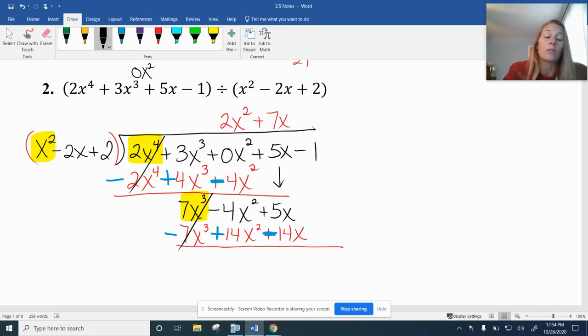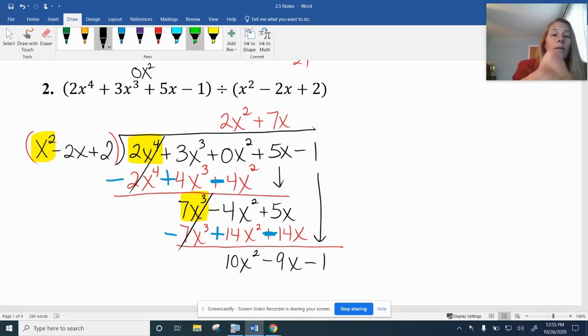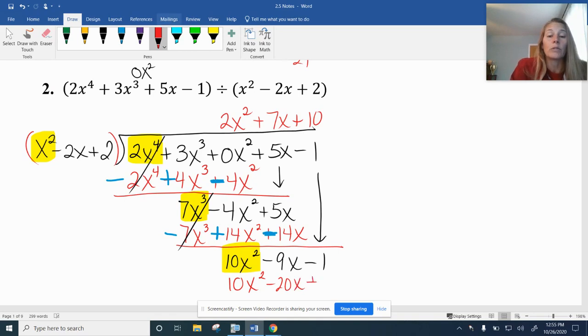So the 7x cubes cancel. Then we have 10x squared, and then 5 minus 14 is negative 9x, and then of course we have to carry down that negative 1. And then we're going to go through this process one more time. x squared times 10 will give me this 10x squared here. So 10 times x squared. Then 10 times negative 2 is negative 20x. And 10 times 2 is 20.